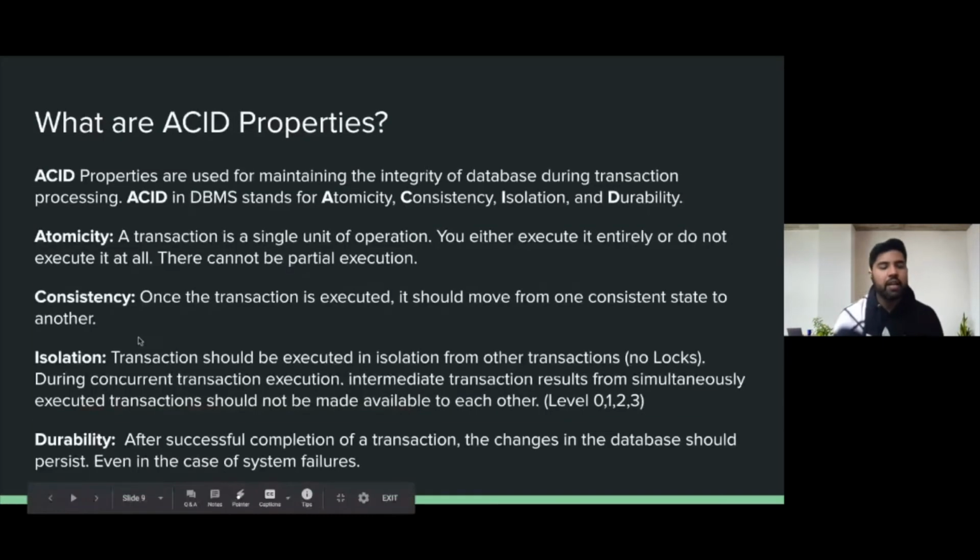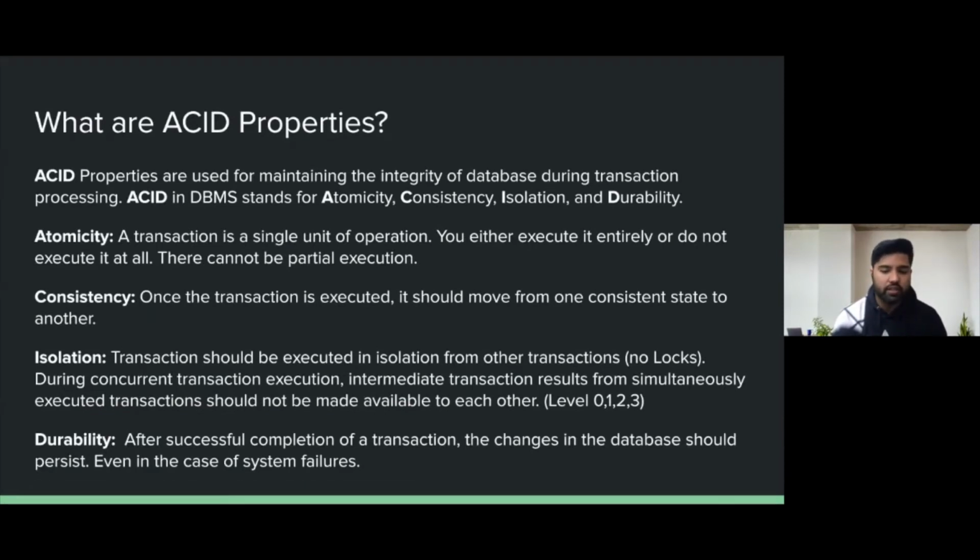Now consistency. Once the transaction is executed, it should move from one consistent state to another. During that transaction, I was telling you that once you start a transaction, it creates a clone for you. That clone is one sort of consistent state for you. You started posting things onto it, and it became inconsistent. Now you have to post it on the original database. Once it is posted on the original database, it becomes a new consistent state. That is what the database is also handling.